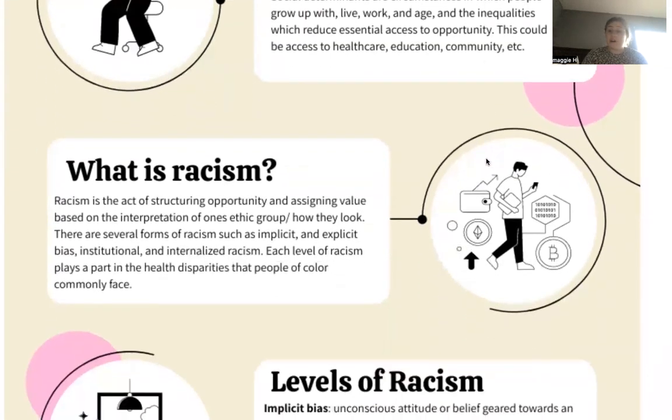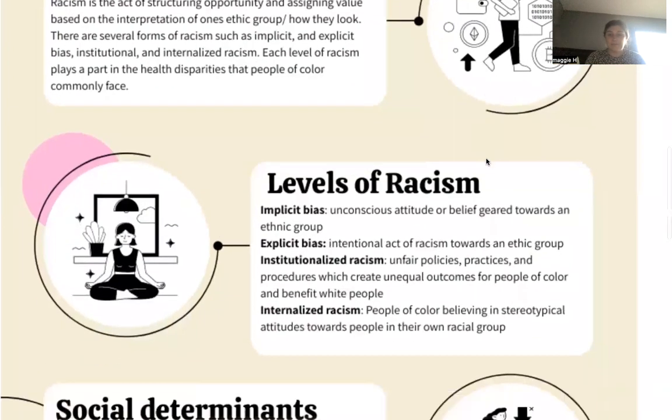So oftentimes social disparities or health disparities can occur because of racism. And racism, to simplify it, is structuring opportunity or assigning value based on what you think about someone's ethnic group or how they look. And there are several different forms of racism that I'm going to go into down here.